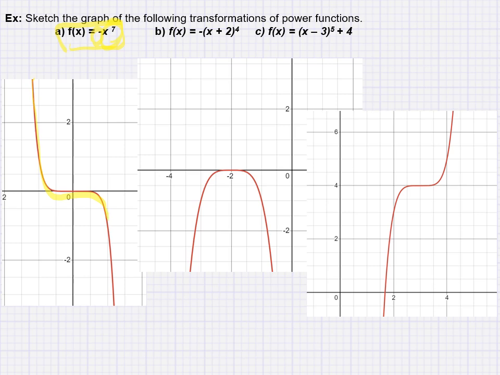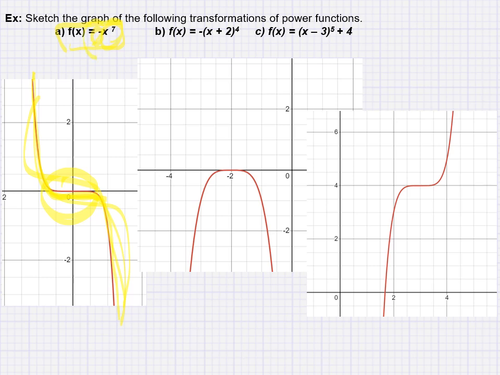Notice this S shape's a little more extreme. It's flatter in here and a little steeper on the turns. That's because of the 7th power. And it's flipped, though. It's an S going this way because of the negative on the outside.